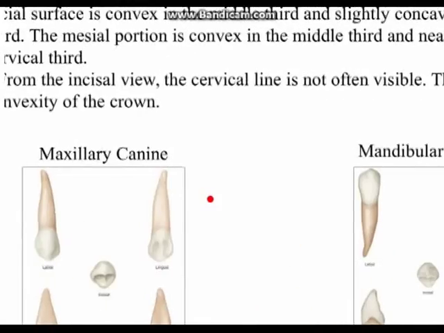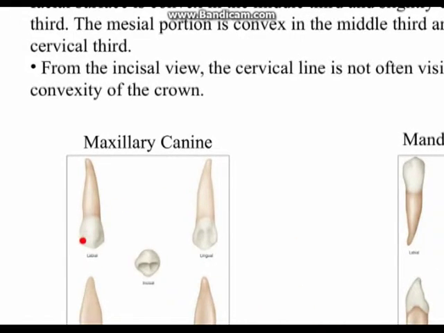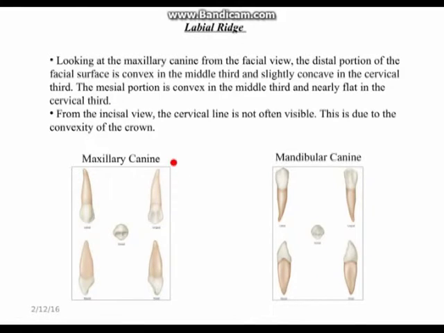And it's slightly concave in the cervical third. And then after that concavity, it kind of dips. It becomes like a concave part. So you have convexity in the middle third and then concavity in the cervical third. Okay? The mesial portion is convex in the middle third and nearly flat in the cervical third. That's going to be in the mesial part. Okay? Alrighty.